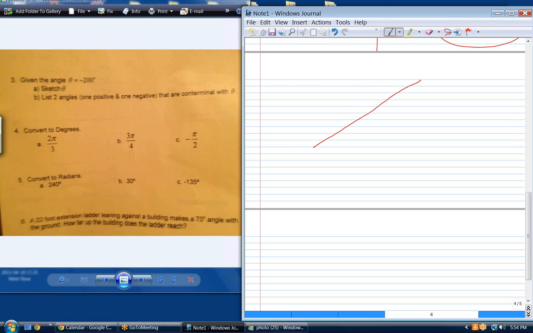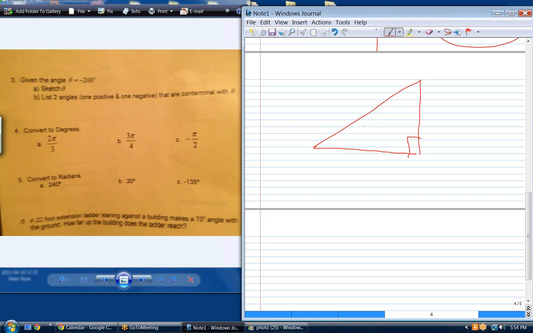Okay, so there's my ladder leaning up against this building. Would that mean it would be a right triangle? Yes, because buildings are always built perpendicular to the ground. So whenever it's a tree or a building or a mountain, it's a right triangle.